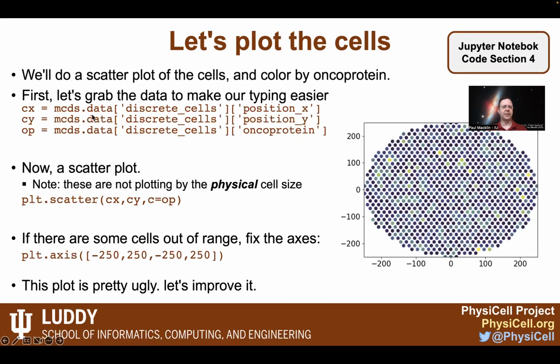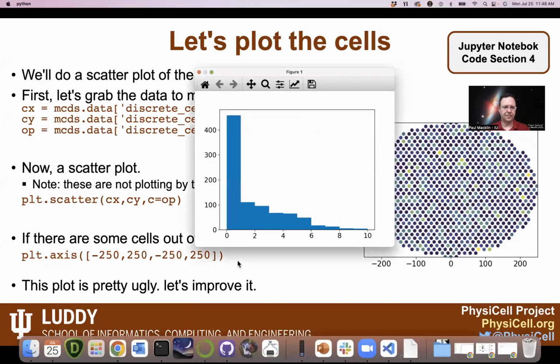So let's plot the cells. We're going to go into mcds.data, use the dictionary key for the discrete cells, which have a whole lot of things stored in a big table. We're going to get the X positions, the Y positions, and the oncoprotein values, and save them as CX, CY, and OP. We'll do a scatter plot of all the cells colored by this oncoprotein value, and then a little range work to truncate the range of the plot.